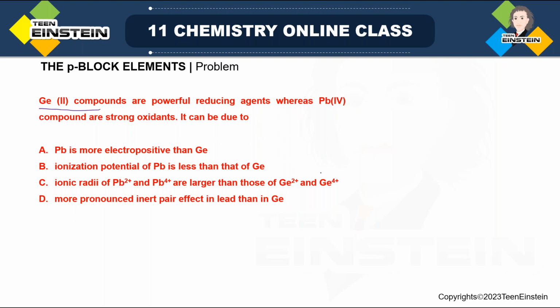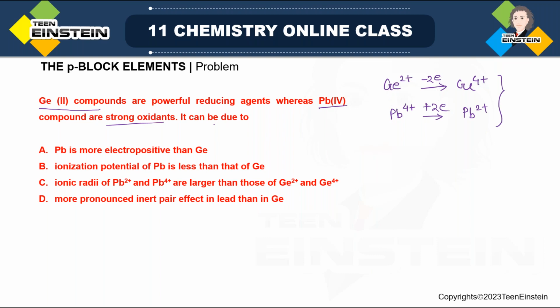It is saying that Ge2+ compounds, that means germanium when it is in 2+ state, are powerful reducing agents. Now if it is in 2+ state and it is mentioned as a powerful reducing agent, that means it can donate electrons and it will be converted to Ge4+, so -2 electrons. But when it is Pb, that is lead, in +4 oxidation state, that means Pb4+, it is a strong oxidant. That means it will have a tendency to accept electrons and ultimately it will be converted to Pb2+. So these two are the pieces of information given in the question.